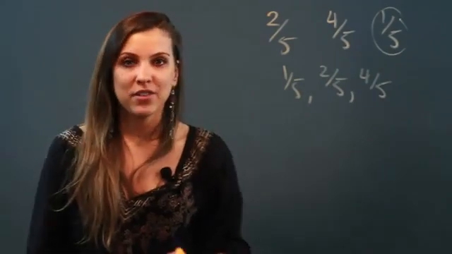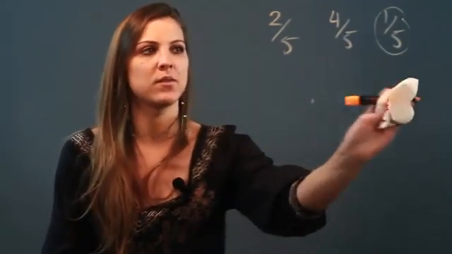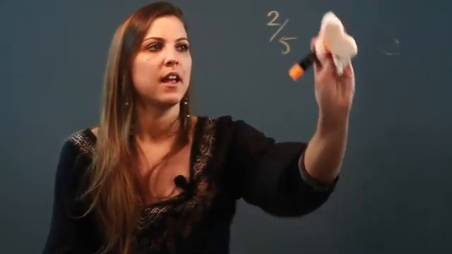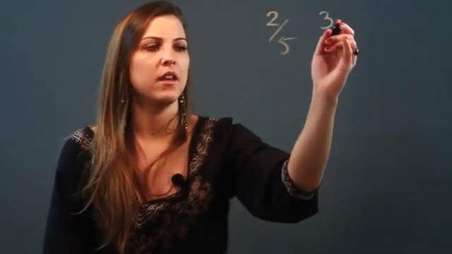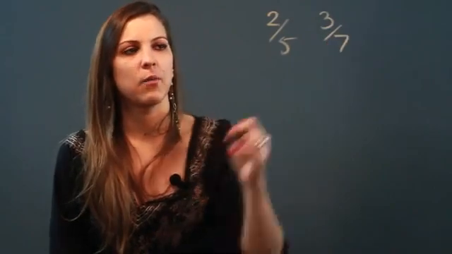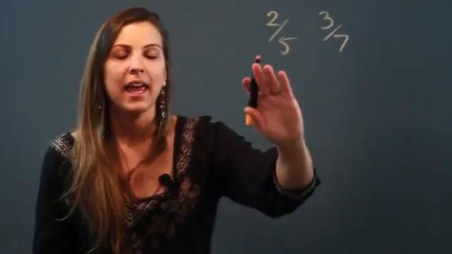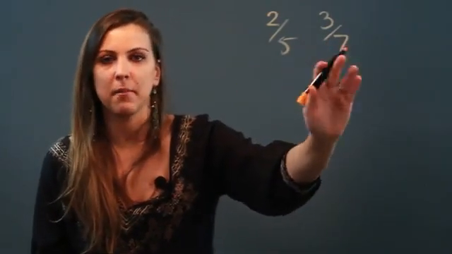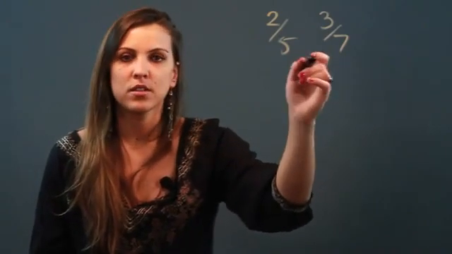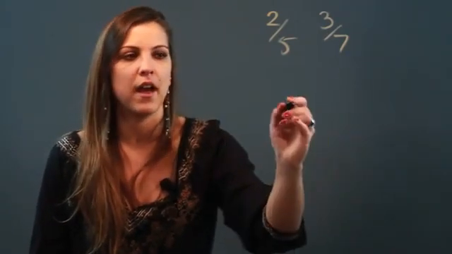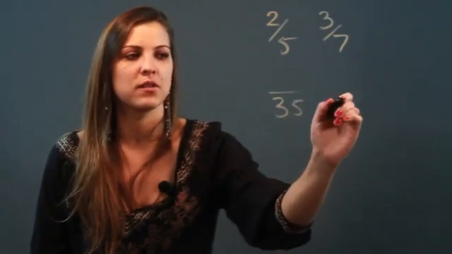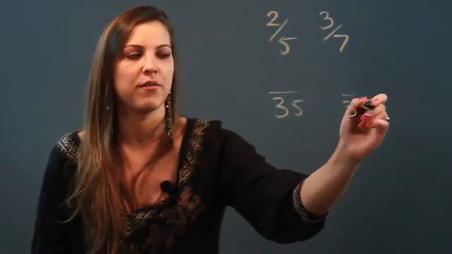Now, if their denominator is not the same, let's change one of those up. Let's say I have 2/5 and 3/7, and I want to compare those two. I can't compare these until my denominators are the same. So what I need to do is look for a common denominator. The least common denominator of 7 and 5 is 35. So I'm going to change these fractions so they both have a denominator of 35.